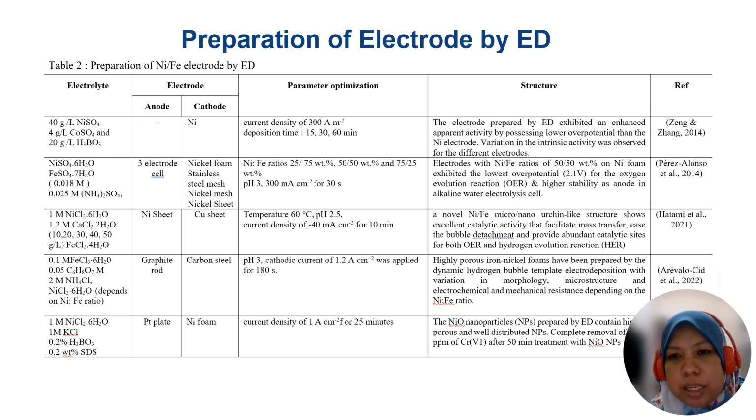Okay, table 2 shows the preparation of nickel Fe electrode by electrodeposition to create various electrode structures for different electrochemical application. Nickel and Fe were commonly used as electrode material with parameters optimization including pH levels, current densities, deposition time, and nickel Fe ratios. The electrode prepared through ED exhibited enhanced activity and stability with highly porous and well-distributed structures. The result demonstrated the potential of ED as a versatile technique to tailor electrode structures for specific applications such as alkaline water electrolysis and pollutant removal.